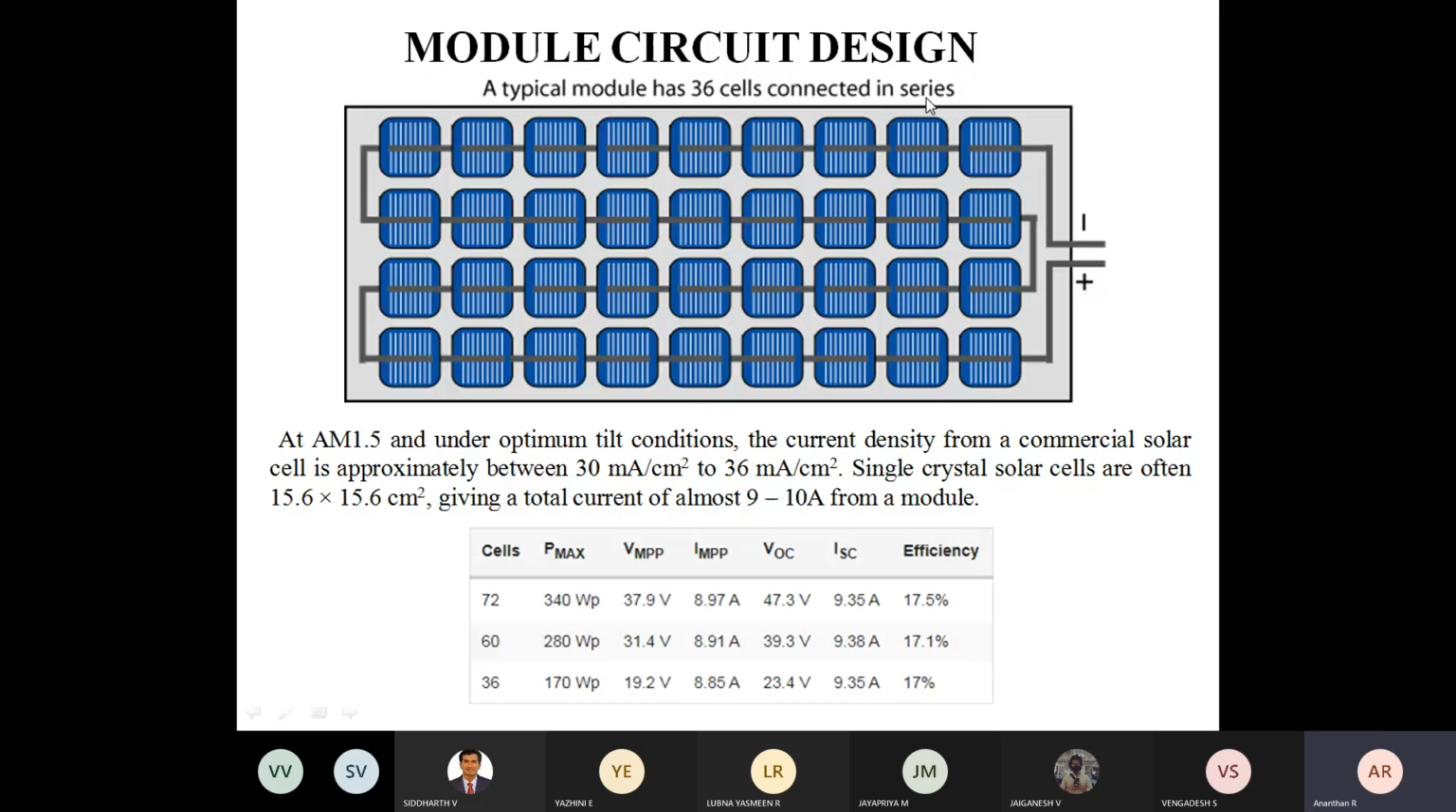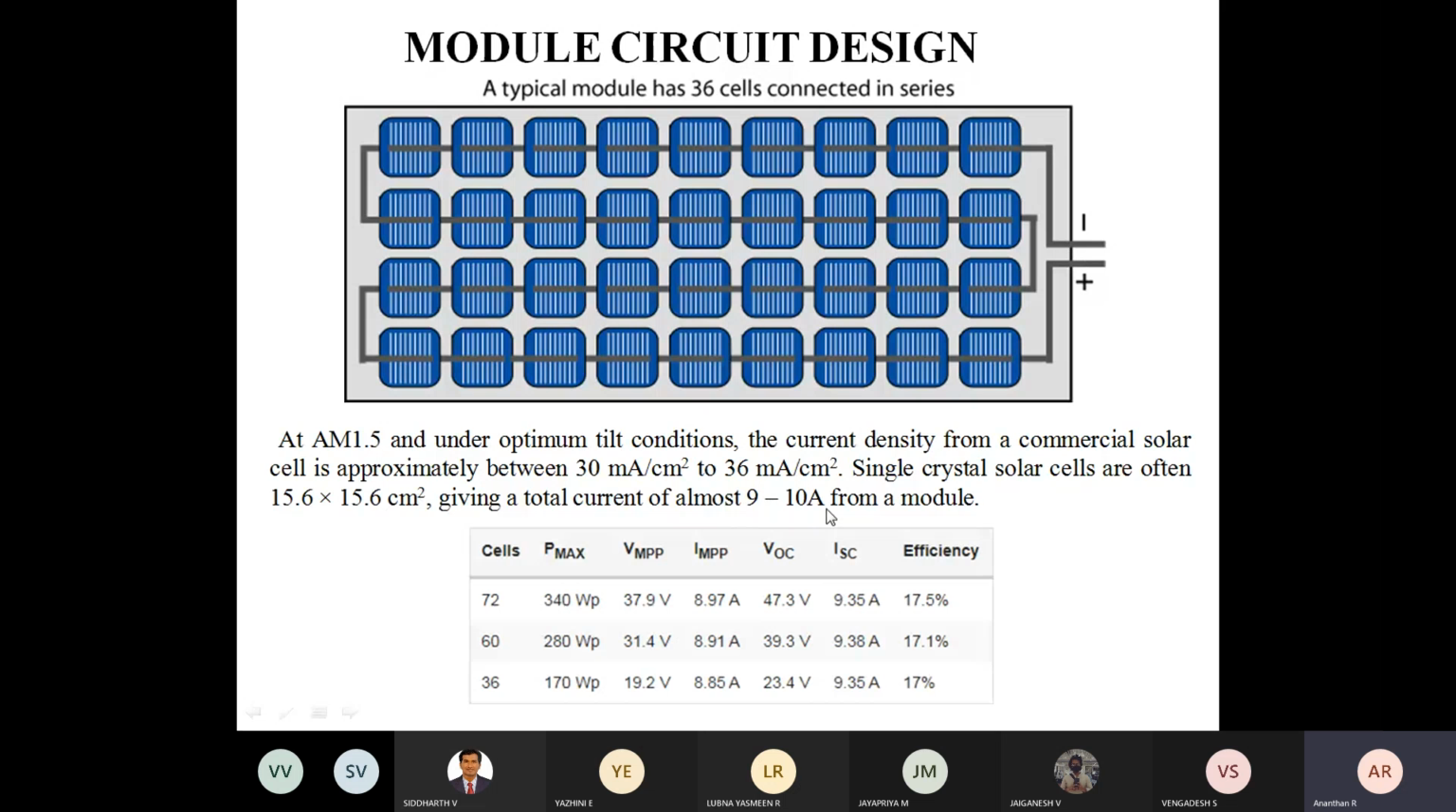Generally each cell produces around 0.5 volt. Each cell will produce 30 to 36 milliamps per centimeter square of current. In general, the standard design of any crystalline solar cell has an area of 15.6 by 15.6 centimeter square. If you multiply these, it will be around 9 to 10 amps.